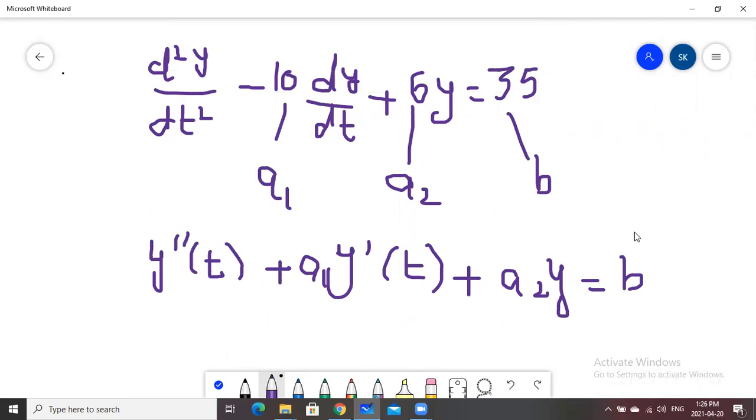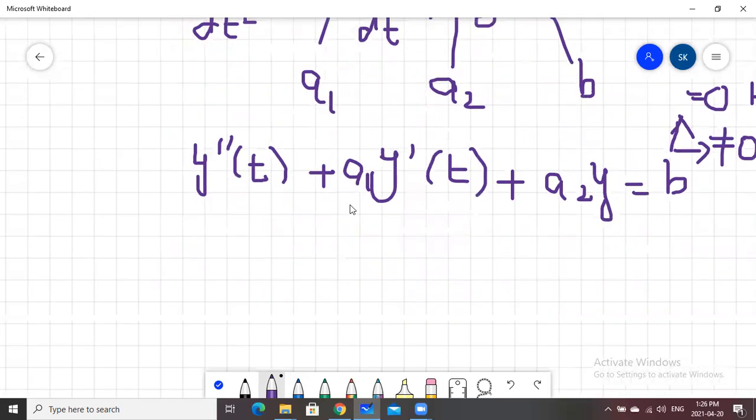Now if the value of b is equal to 0, then we say that we are dealing with the homogeneous case. And if it is not equal to 0, then we are dealing with the non-homogeneous case. When the value of b is equal to 0, we are dealing with the homogeneous case. When it is not equal to 0, we are dealing with the non-homogeneous case. Now we are mostly concerned with the non-homogeneous case where the value of b is not equal to 0.